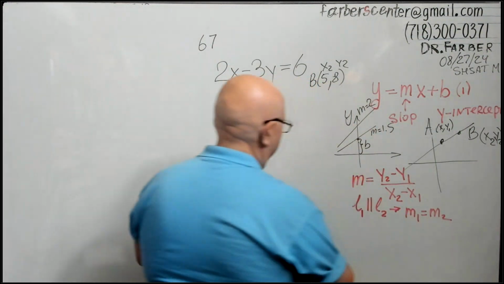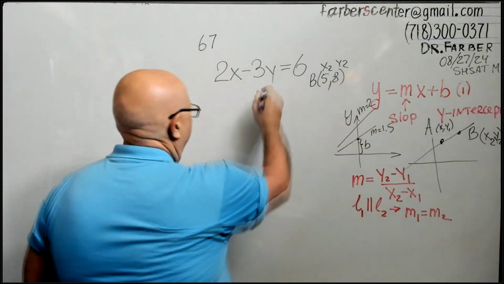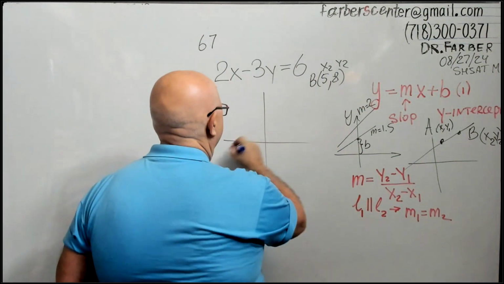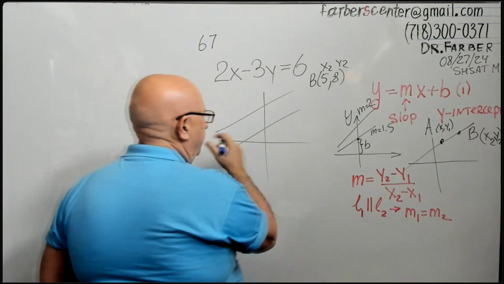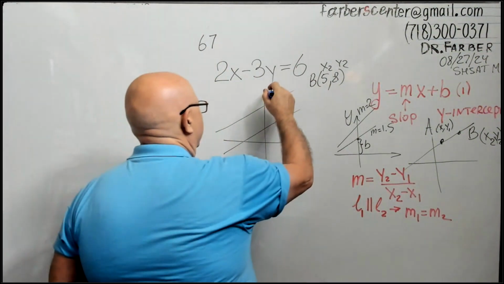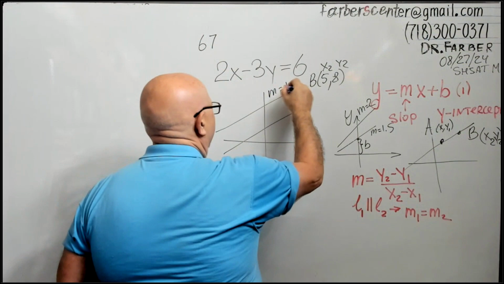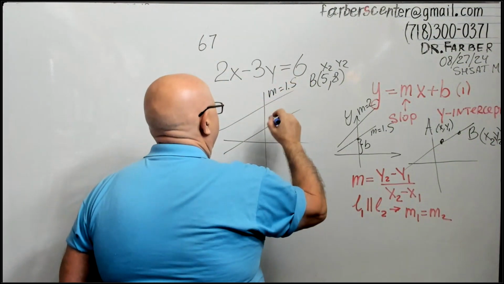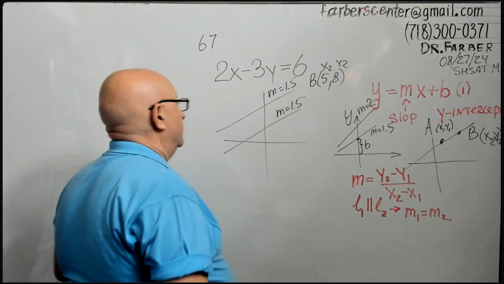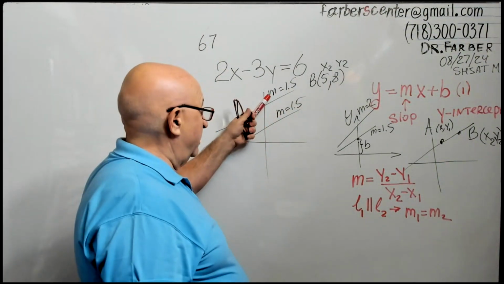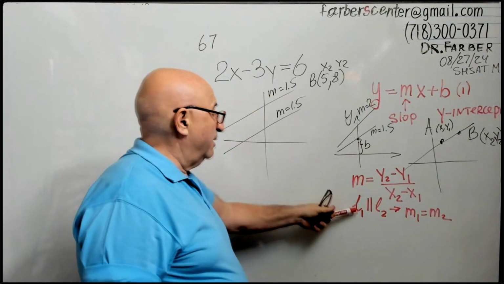For instance, I have Cartesian coordinate, and this is one line, and this another line, and they are parallel. And let's say this is m equals 1.5. If they are parallel, this also equals 1.5. And vice versa. If two slopes are the same, then lines are parallel.